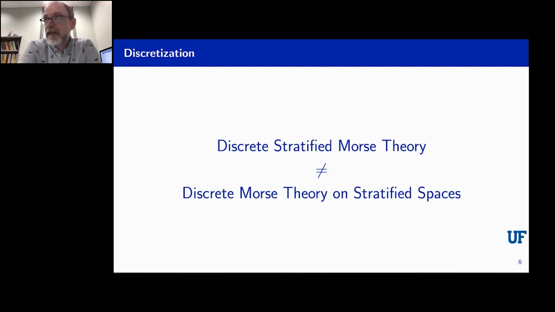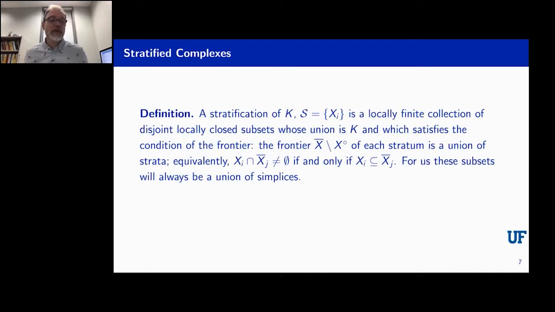And that's fine, and I'll have some words about that later, but that's not what we're trying to do. What we want to do is do discrete Morse theory in a way that respects the stratification on a complex. So that's what we're going for. It's not the same thing as just doing discrete Morse theory on a stratified space. All right, so what's a stratified complex?